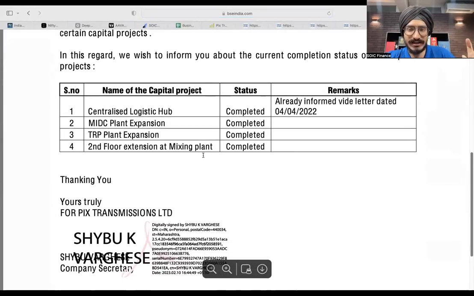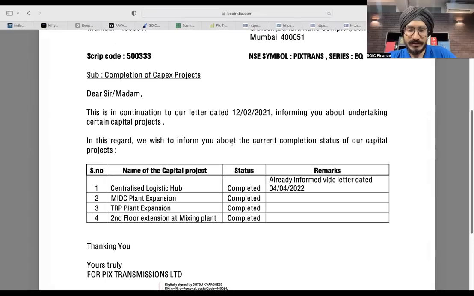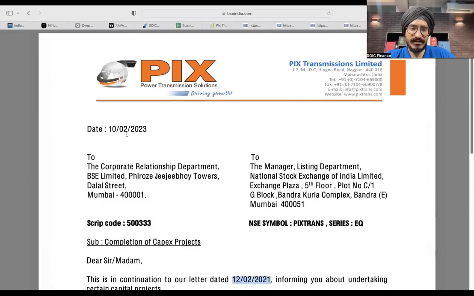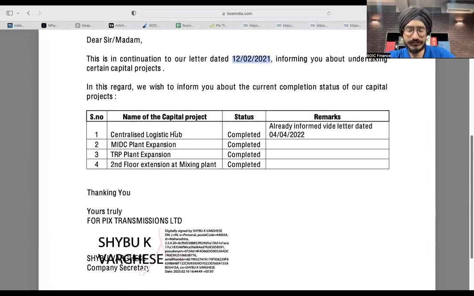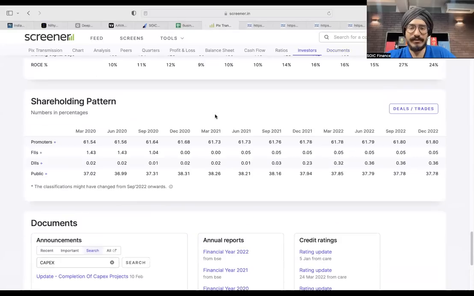So the capex which was thought to complete in September actually got completed in February. This capex started in almost February 2021, and when was the capex completed? Almost February 10th, 2023. So after almost 2 years your capex got completed. But will the impact of the capex come all of a sudden or will it come gradually? That is what we have to check in the Pix case.